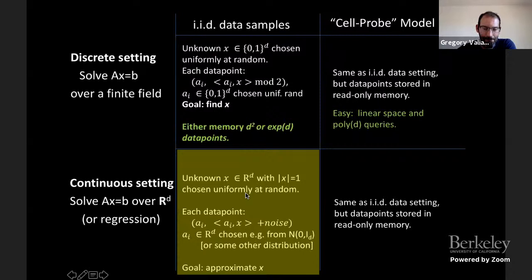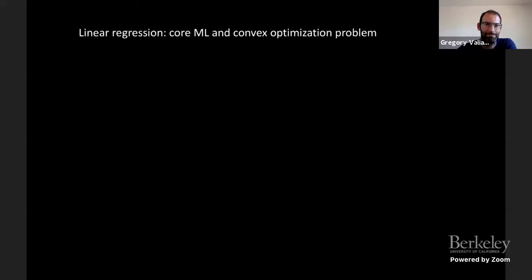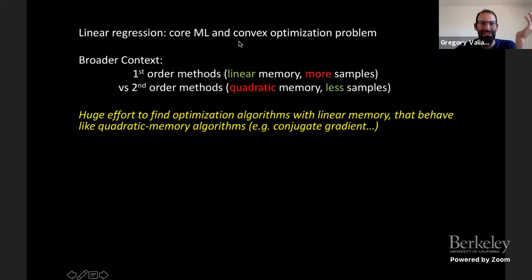So this is the analogous question in the continuous setting. Very briefly, linear regression is obviously super important from a practical standpoint. And the broader context is that from an optimization standpoint, a huge class of optimization research can be thought of as trying to find algorithms that use only linear memory while behaving like algorithms that use quadratic memory and use second order information about the problem, and have, in many cases, significantly faster convergence rates. Most of this effort in the optimization community isn't posed explicitly in terms of memory, but I think it's a helpful perspective to think of it as just this: can you come up with linear memory algorithms that behave like Newton-like second order algorithms that typically use quadratic memory?